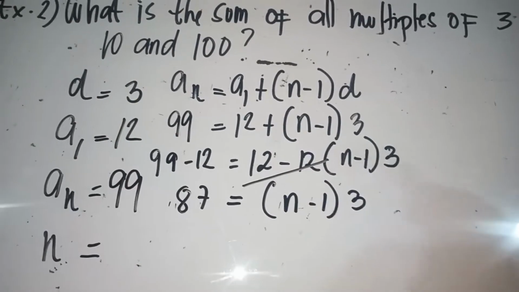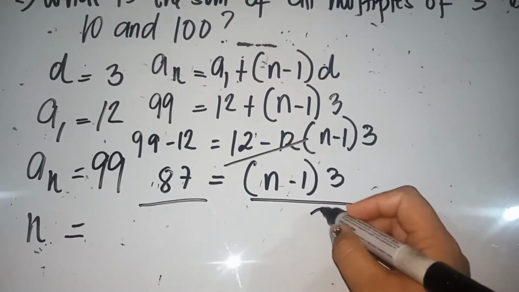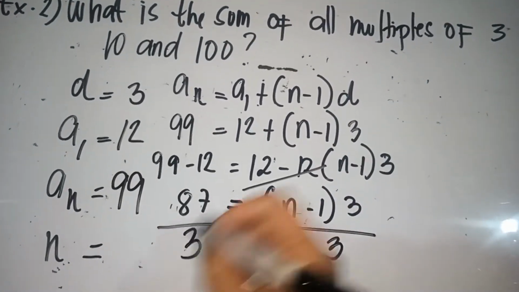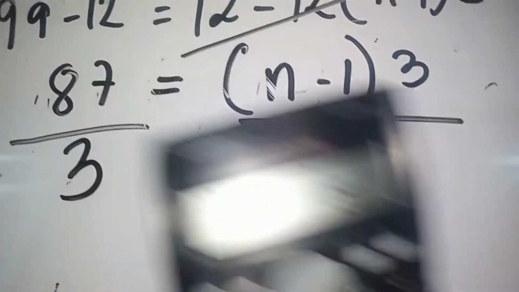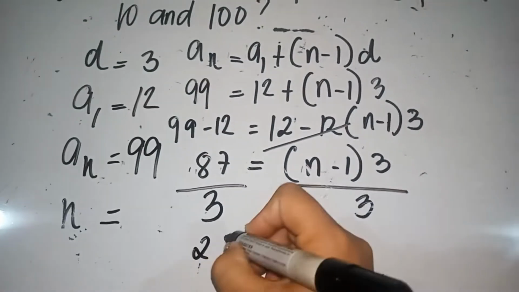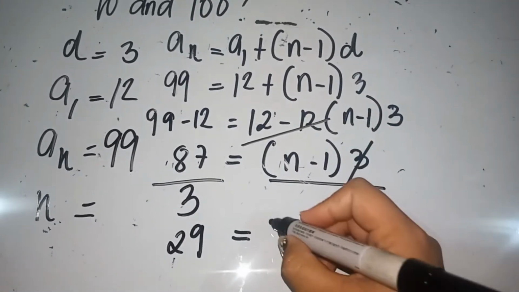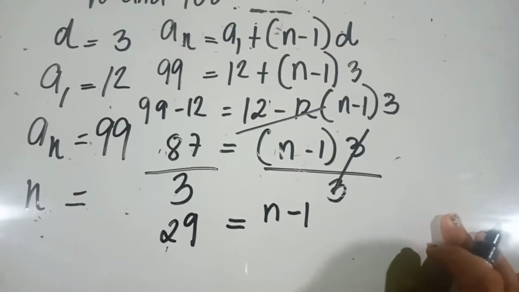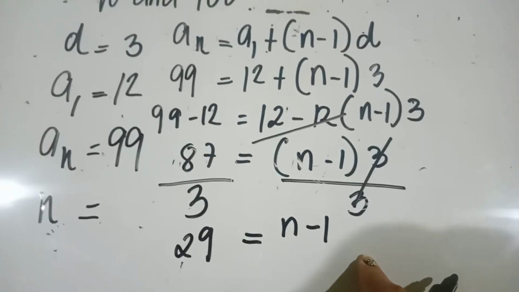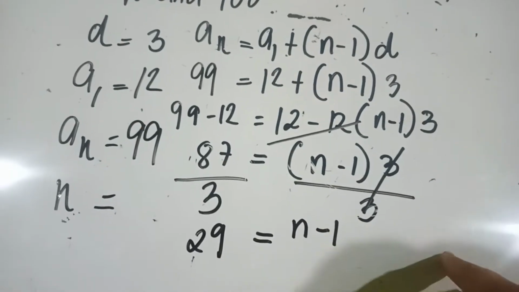Okay, so for us to eliminate 3, we will divide both sides by positive 3. So if you divide on the right, you also divide on the left. So, 87 divided by 3, the result is 29. So 87 divided by 3 is equal to 29 is equal to, okay, cancel out. Who is left? We have n minus 1. Does n still have a companion? Yes, it still has one, and that is 1. So, therefore, we will add 1 to eliminate it, because negative 1 plus 1 is equal to 0.